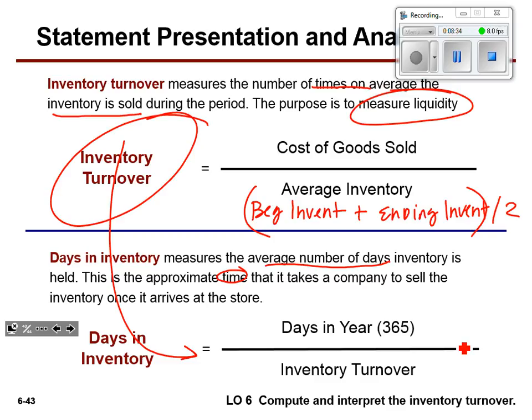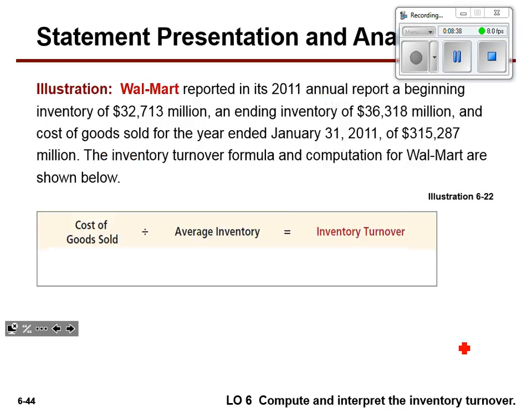Speaking of Walmart, we're going to talk about Walmart. Walmart reported in its 2011, I apologize about the lag in dates there. Just keep in mind this was probably pretty current when these books were printed, but Walmart reported in its 2011 annual report a beginning inventory of 32,713 million and an ending inventory of 36,318 million. COGS were listed there. So they're wanting you to calculate the inventory turnover for Walmart.